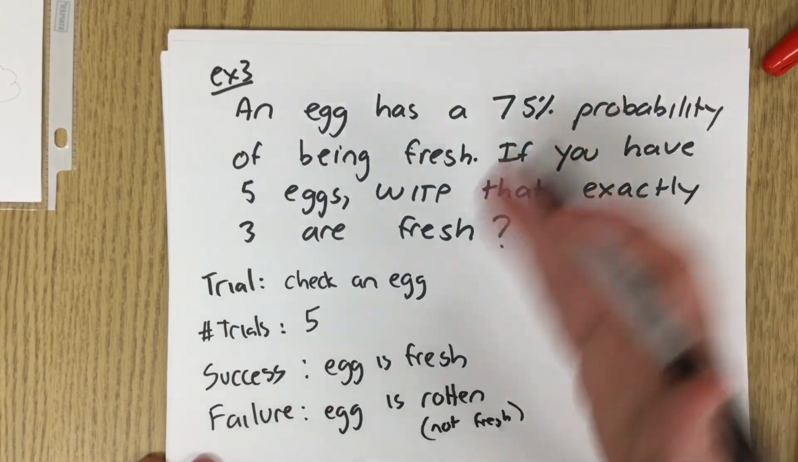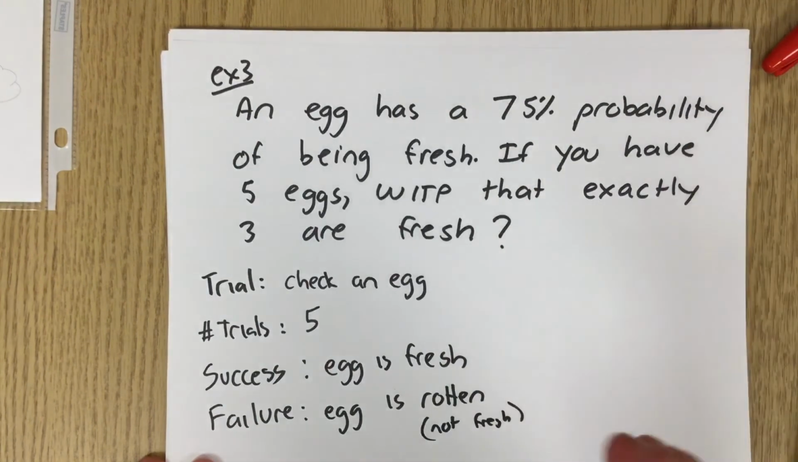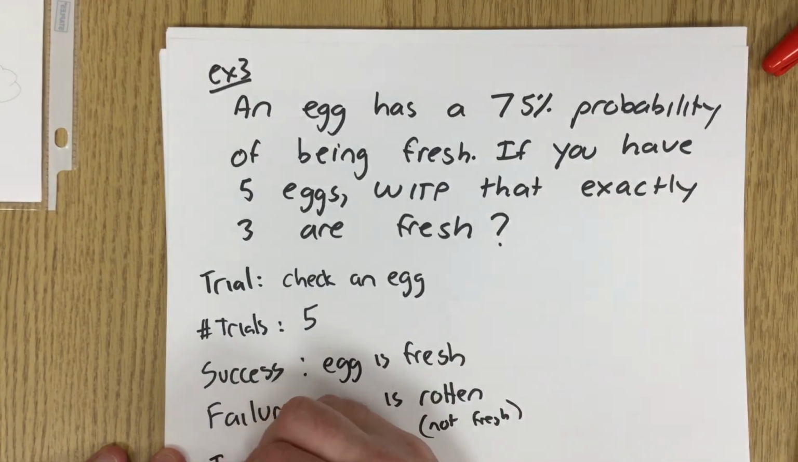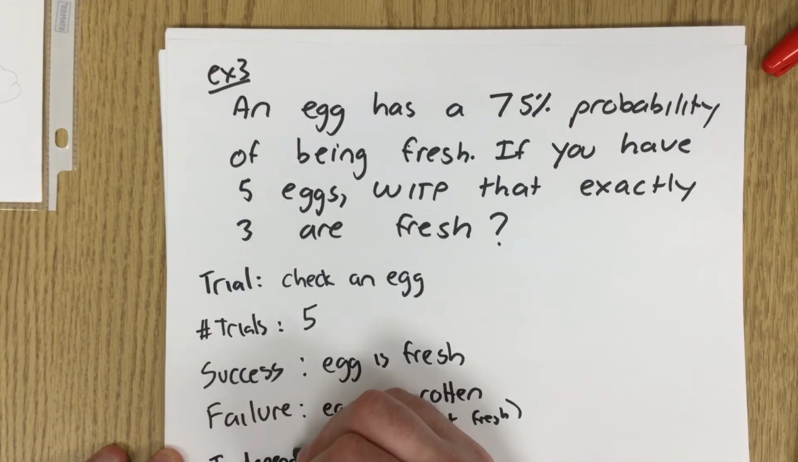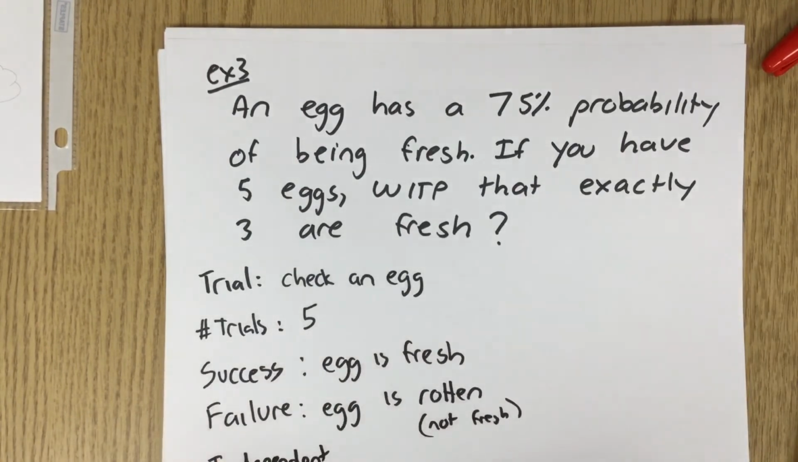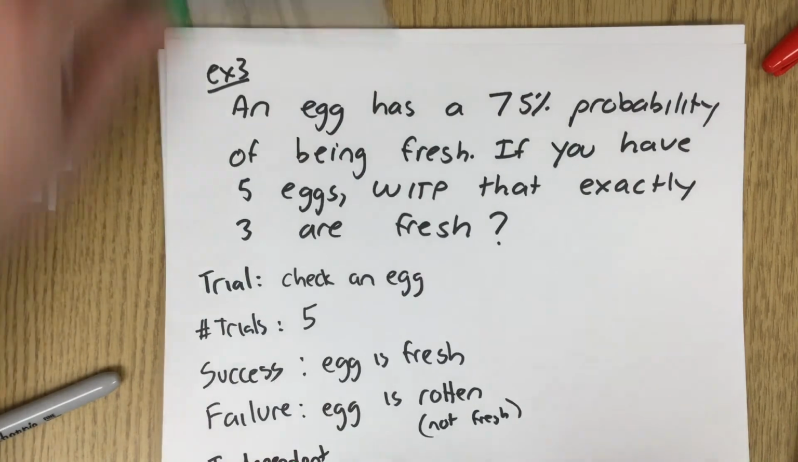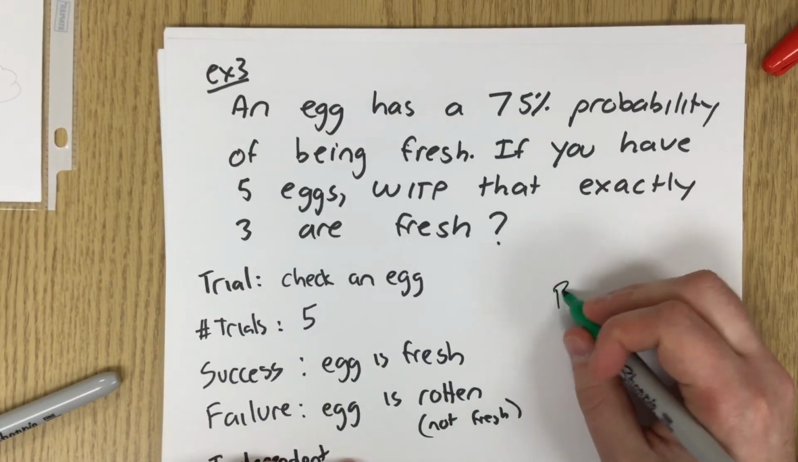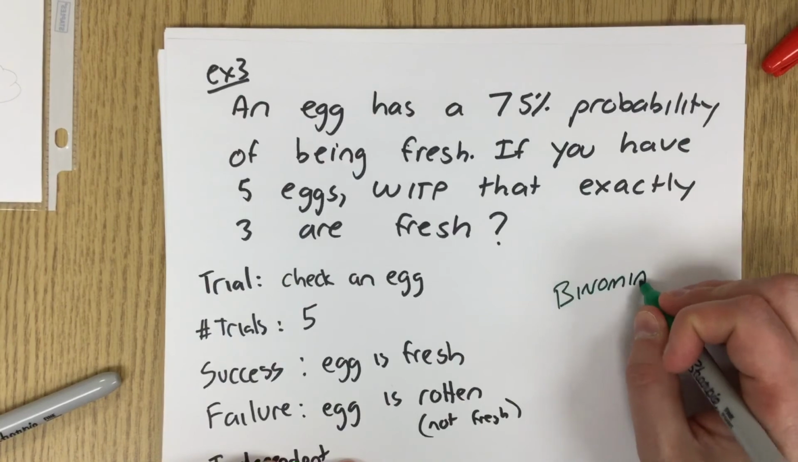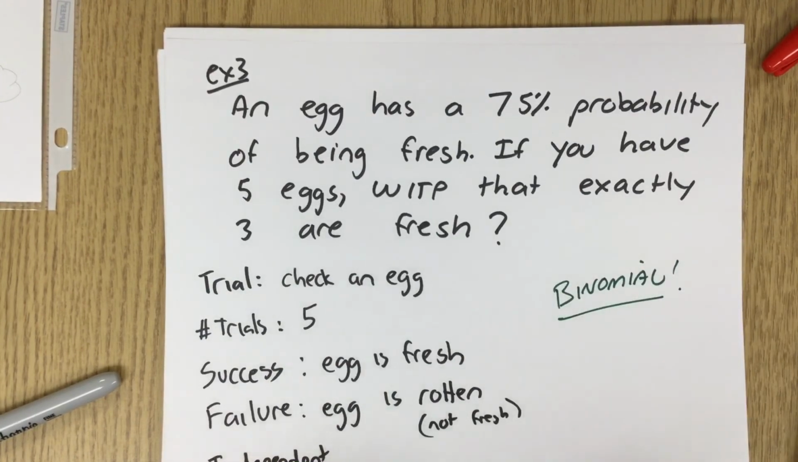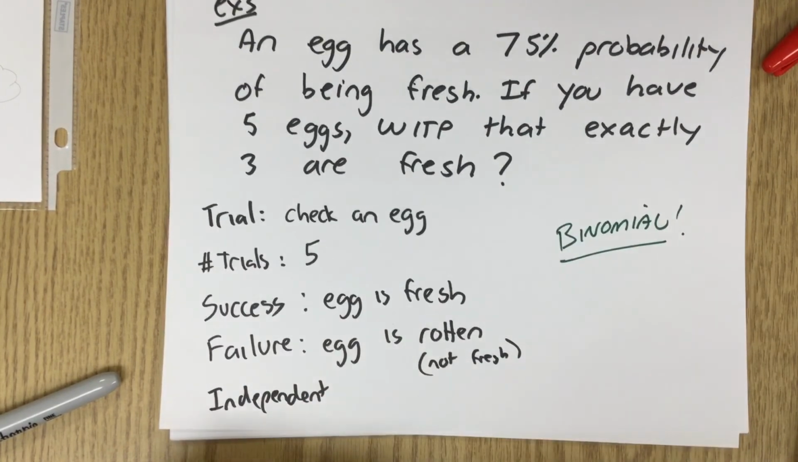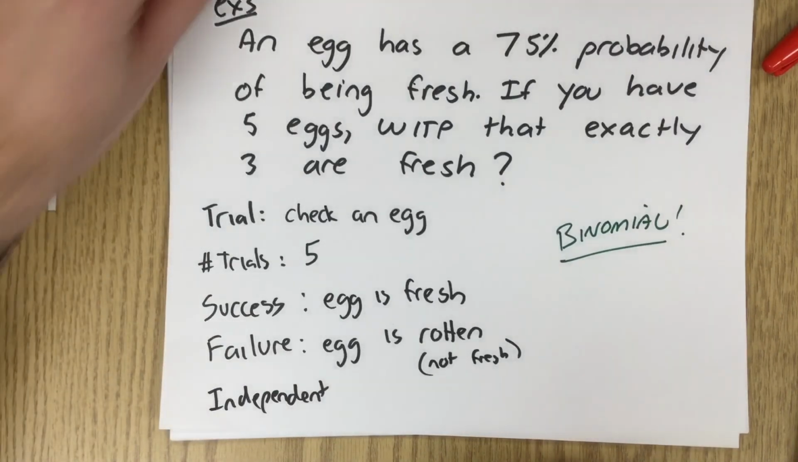Is it independent? Every egg has a 75% probability of being fresh. If the first one is fresh, the second one still has a 75% probability. So it's independent, and it meets all three criteria: repeated trials, two outcomes, independent. This is binomial. Now, why do we care if it's binomial? We're going to try and make a formula out of it. We'll do it in the next video.